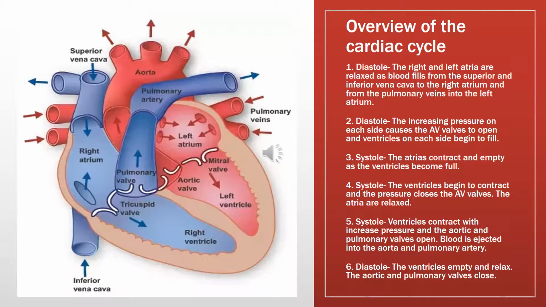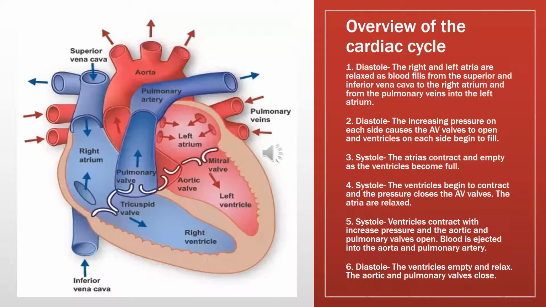Then increasing pressure on each side causes the AV valves to open up and the ventricles on each side begin to fill up. And then systole begins when the atria contract and empty as the ventricles become full. When the ventricles begin to contract, that pressure closes those AV valves and the atria are relaxed.